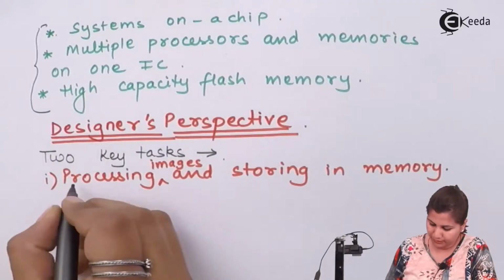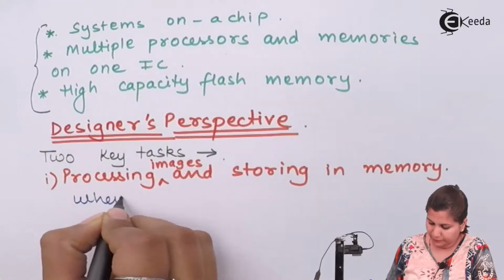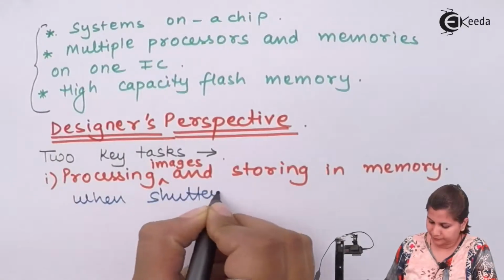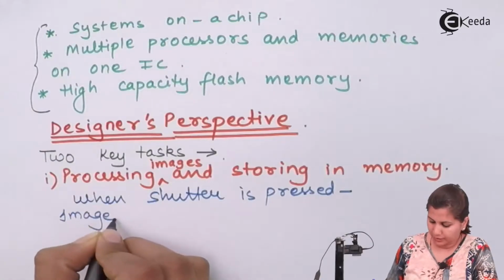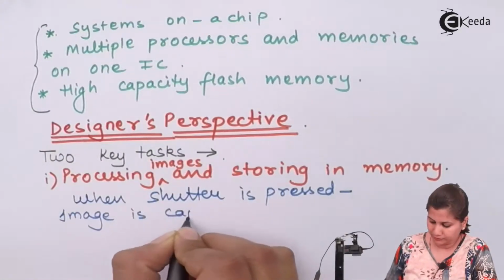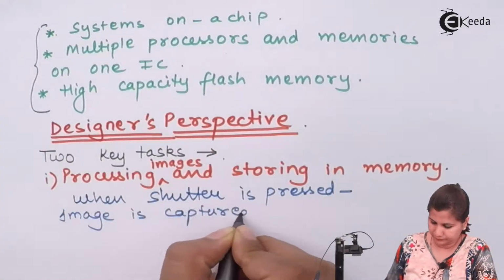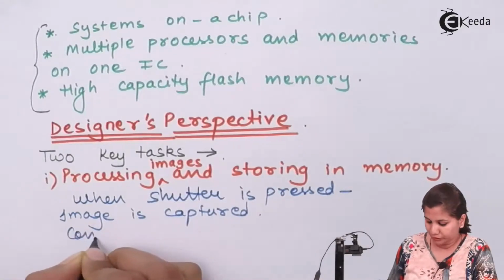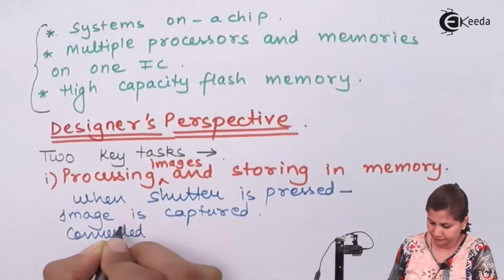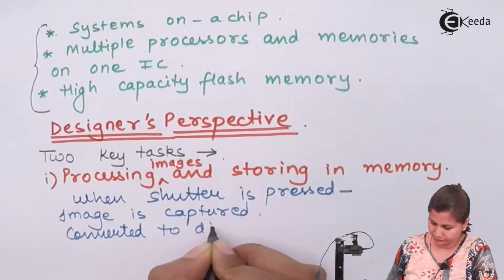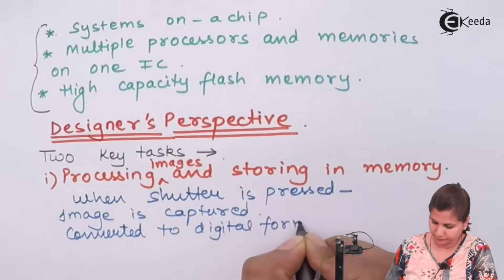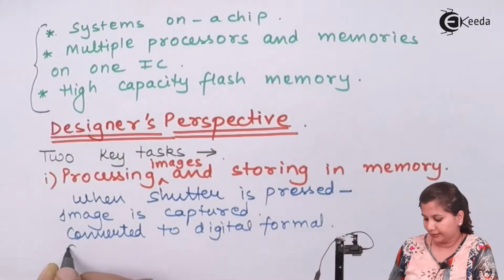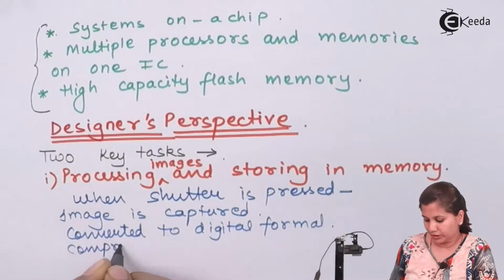The first step is, when the shutter is pressed, the image is captured, converted to digital format, and then compressed and stored in internal memory.